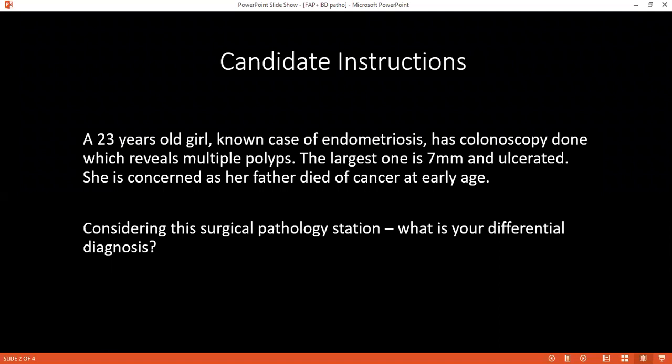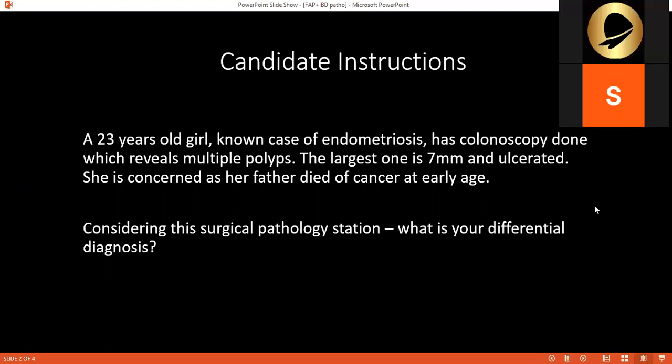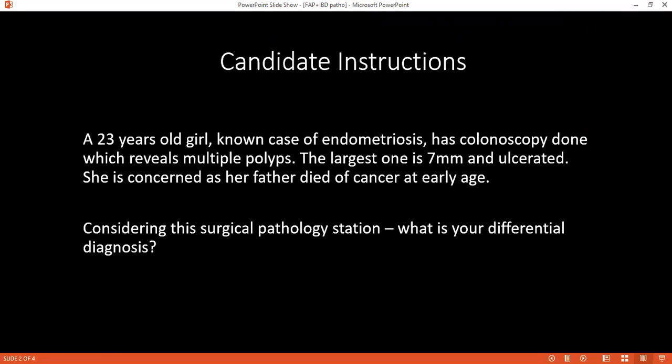If you have read and understood, considering it is a surgical pathology station, what are your differentials? Considering the young age and the colonoscopy revealing multiple polyps, I would be thinking about FAP, familial adenomatous polyposis. Okay. Why?